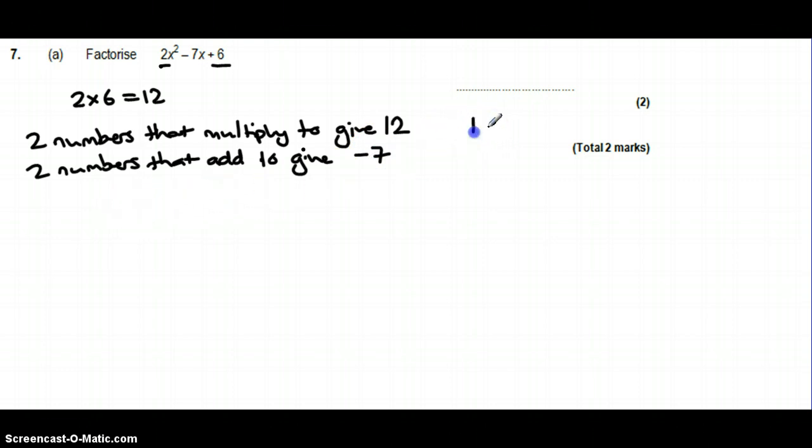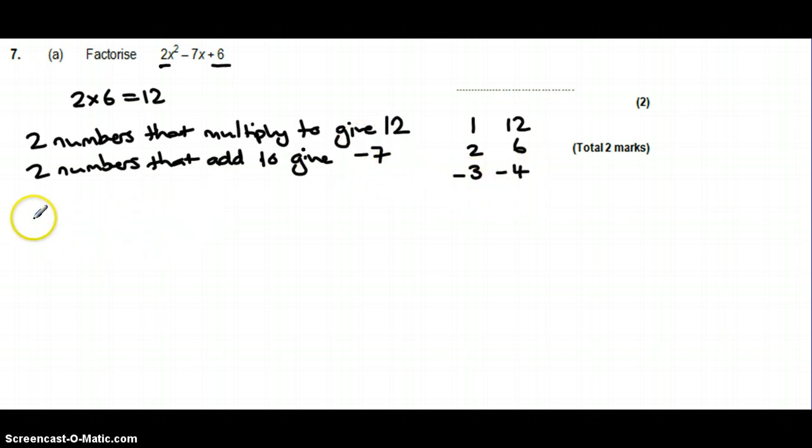Once again, the easiest way to do this is if we start off with listing our factors of 12, so 1 and 12, 2 and 6, 3 and 4, so we're all done. We need to find a combination that will give us negative 7. There's no way of getting 7 or negative 7 from 1 and 12 or 2 and 6. So it's got to be 3 and 4. And in fact, what we're going to need to do is make them both negative to make that happen. Negative 3 times negative 4 is 12, and negative 3 plus negative 4 is negative 7 as well.